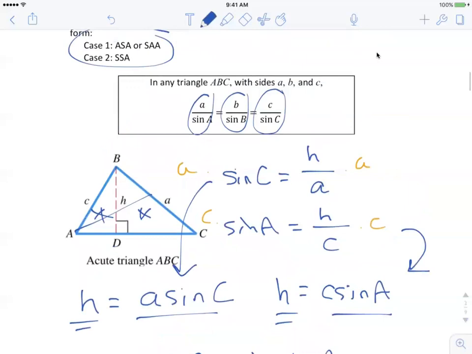One thing to note, we got lots of A's, B's, and C's, and capital A's, B's, and C's. So in these triangles, always note that angle A is opposite side A. Angle C is opposite side C. And angle B, this should be labeled B down here, is opposite side B. Capital letters are always angles, lowercase are always sides.